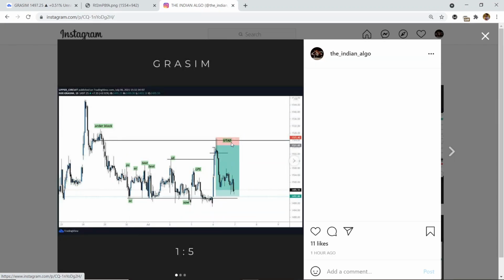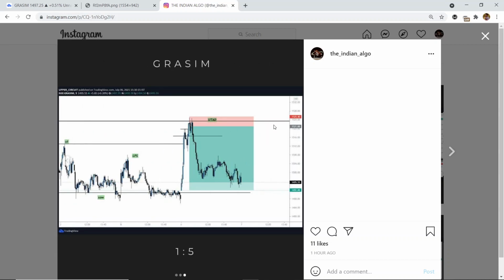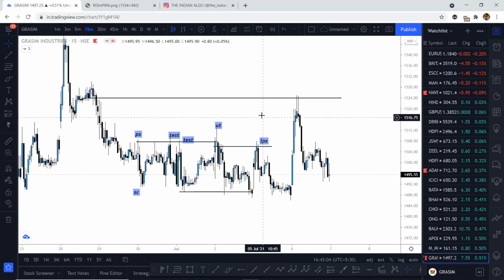So there are two distribution schematics. Number one is upthrust, and then we have this UTAD, upthrust after distribution. If you see, this is where I entered, at 1521.05 was my entry price. The price came up a little bit, retraced a little bit, but went down further on. So this is what we did here.